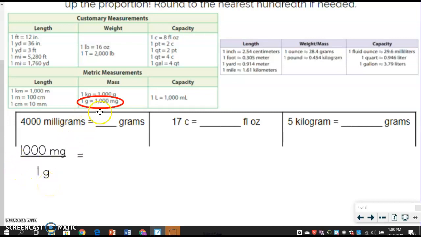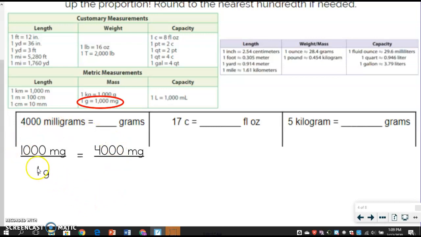We're just taking the conversion from the chart and putting it on one side. Then whatever they tell us in the problem is going to be placed on the other side. Since they tell us 4,000 milligrams, we're going to put that on the top on the other side. We're trying to figure out how many grams that will be. This would be the proportion that we set up. Now if you don't know what to multiply or divide by, you can always check in your calculator and work backwards and divide.